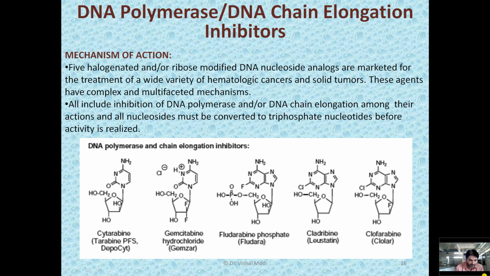Okay. So, in cytarabine you can see here there is a ribose sugar attached with the nucleus. In gemcitabine, a ribose nucleus with a halogenated moiety is attached to it. Okay. So, cytarabine and gemcitabine both belong to the pyrimidine class, while fludarabine, cladribine and clofarabine belong to the purine nucleotides. Okay.